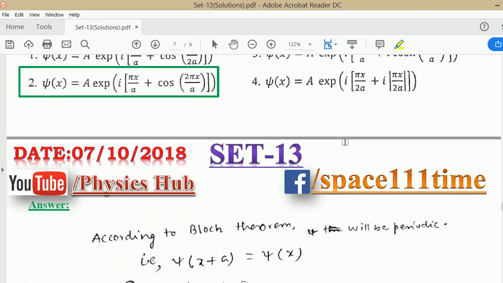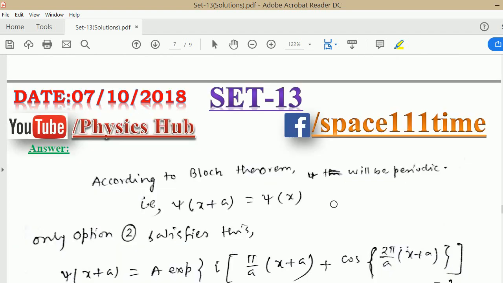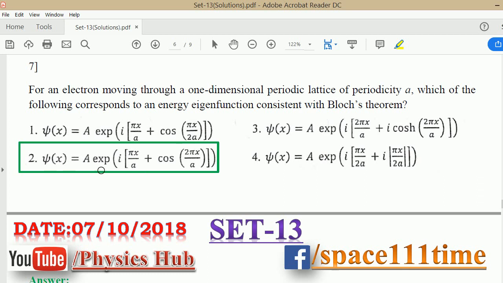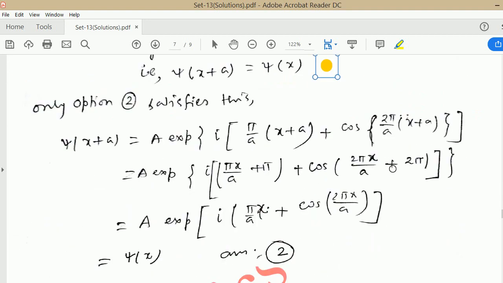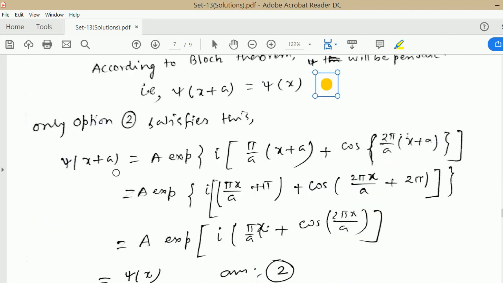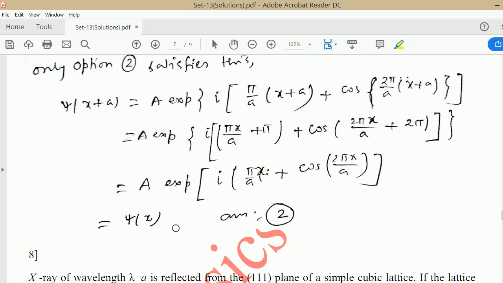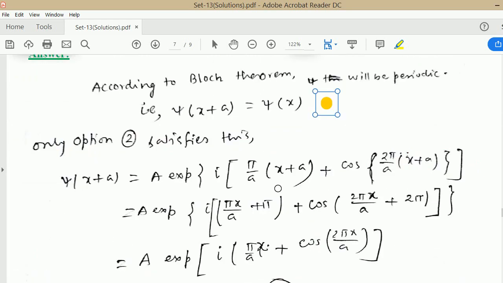If we check this condition, you will see that only option 2 will satisfy this periodicity condition. Other options will not satisfy. Let me show you how it is satisfying. Psi of x plus a: in place of x we have introduced x plus a, and we see that it is identical to psi of x. So it is matching with option 2.